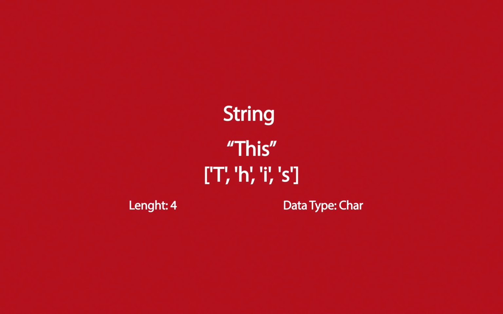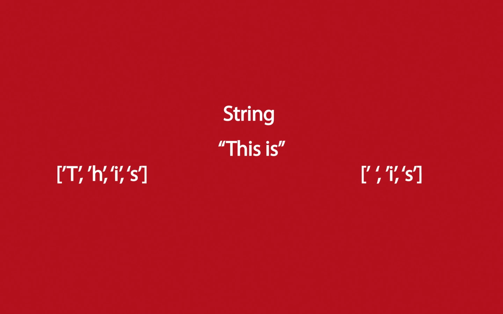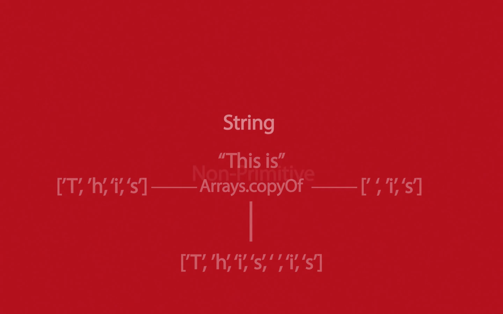To create a new string from the current string value and another string value, those strings get merged together with an array's copy of. With an array's copy of, we can join multiple arrays into one array. So we are creating an array with a new length and inserting the values from the old arrays.